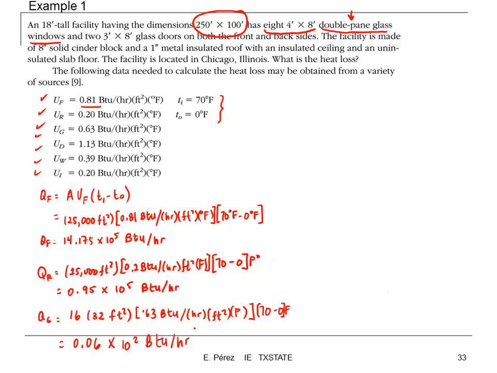And QD is for the doors. So now we are taking into account the area of the doors. Make sure that you account for the number of doors. So there's 2 3x8 glass doors on both the front and the back side. So that means that you have 4 doors.